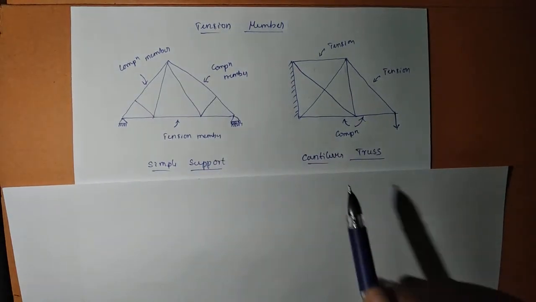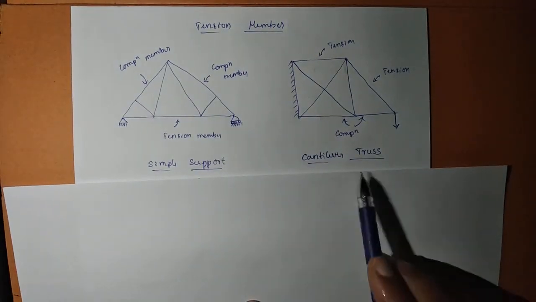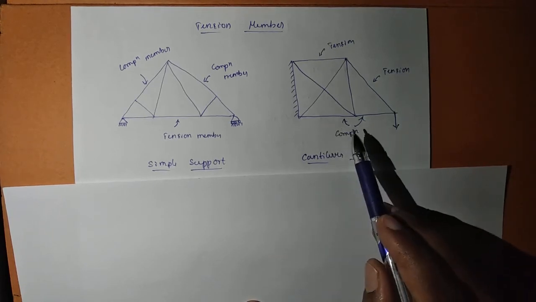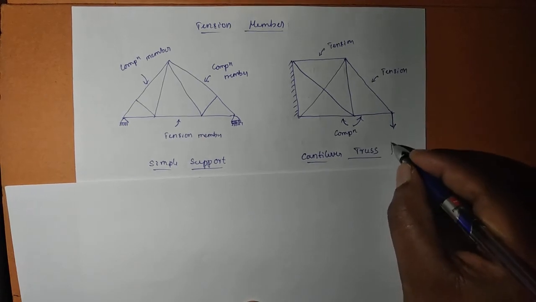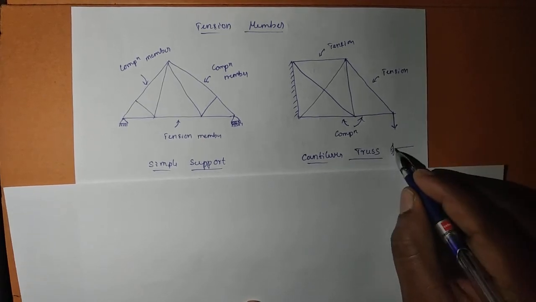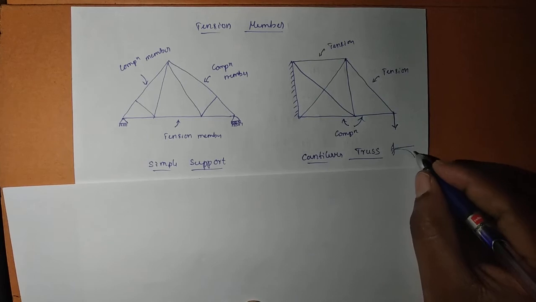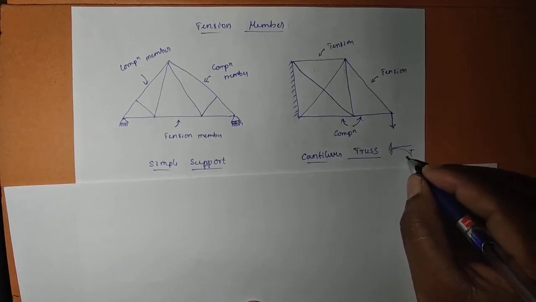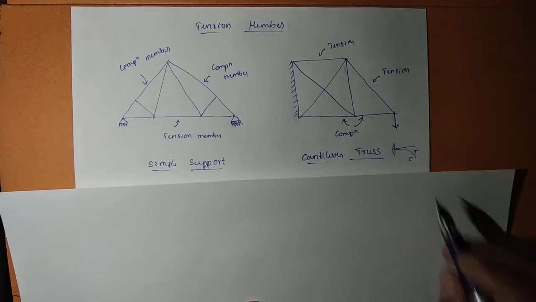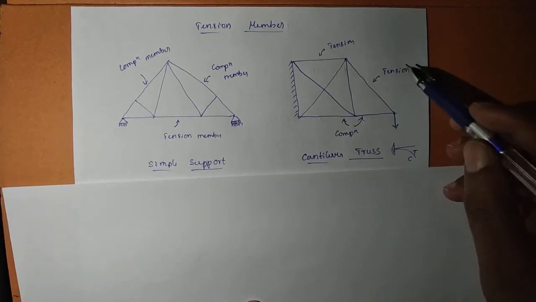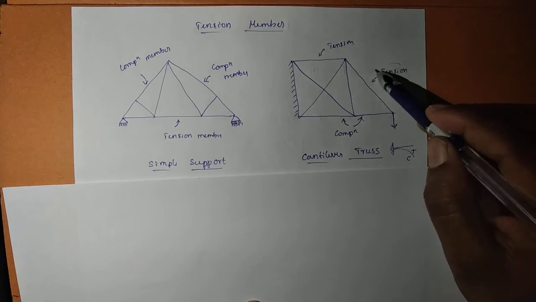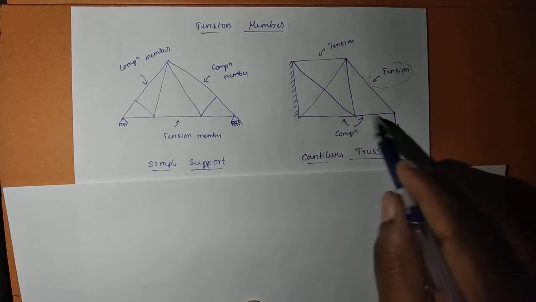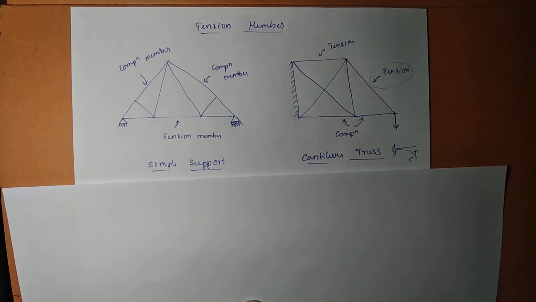In the case of cantilever trusses, if it is subjected to gravity load, it is going to bend in this fashion. The top portion of the member will be subjected to tensile forces and the bottom portion of the member will be subjected to compressive forces. Here, the top portion will be designed as a tension member and the bottom portion will be designed as a compression member.